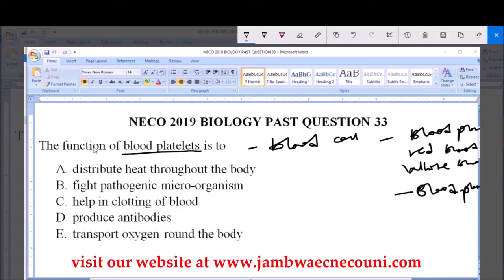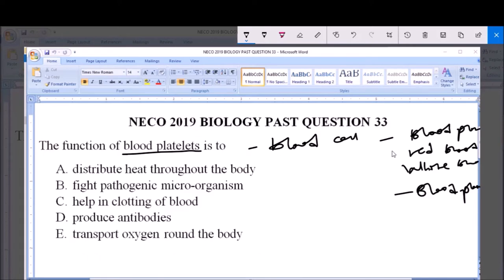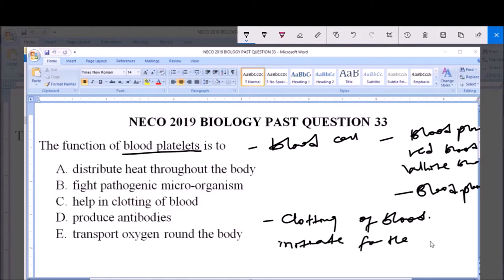Now we are asked for the function of the blood platelets. The blood platelet is responsible for the clotting of blood. That is, whenever there is a break in the continuity of the skin, whenever there is injury, it is the blood platelets that initiate or are responsible for the clotting. This clotting simply means the closing of the injured part, that is, to stop or prevent bleeding. That is the action of the blood platelets.